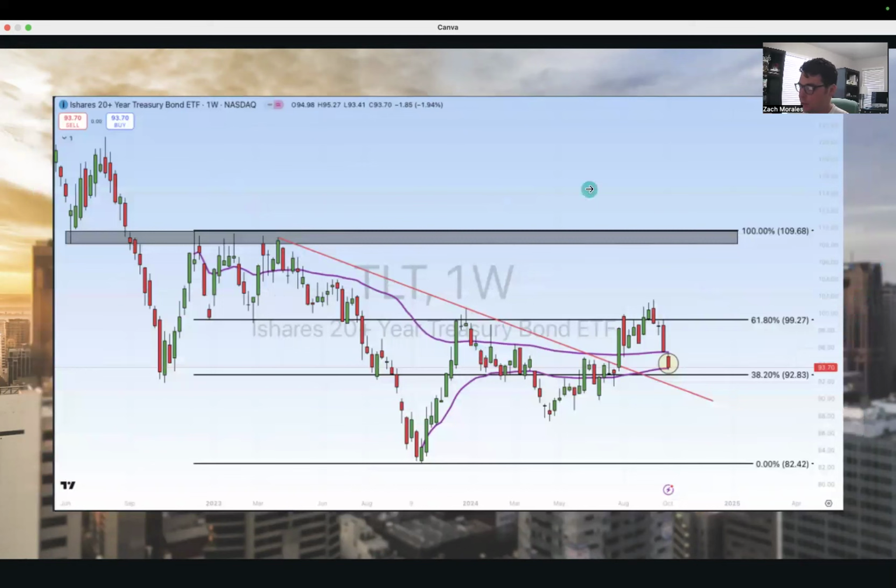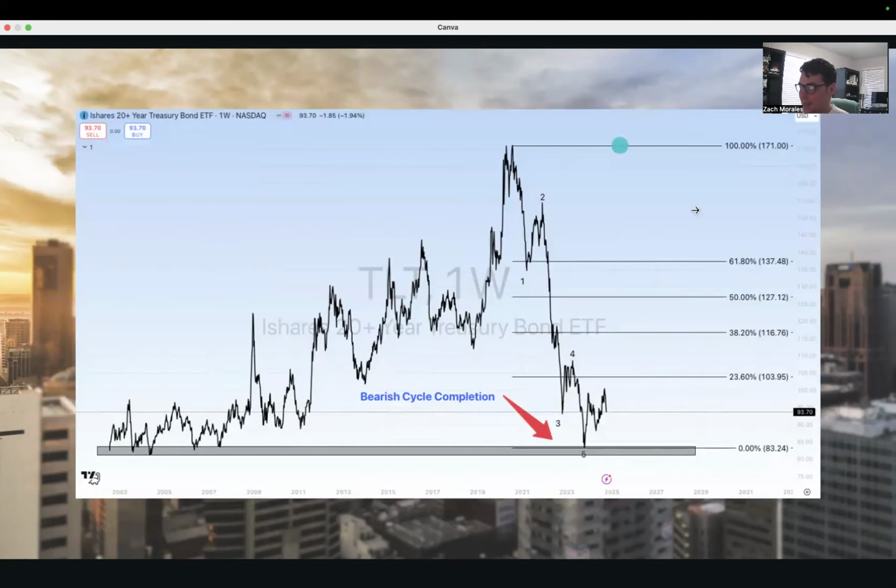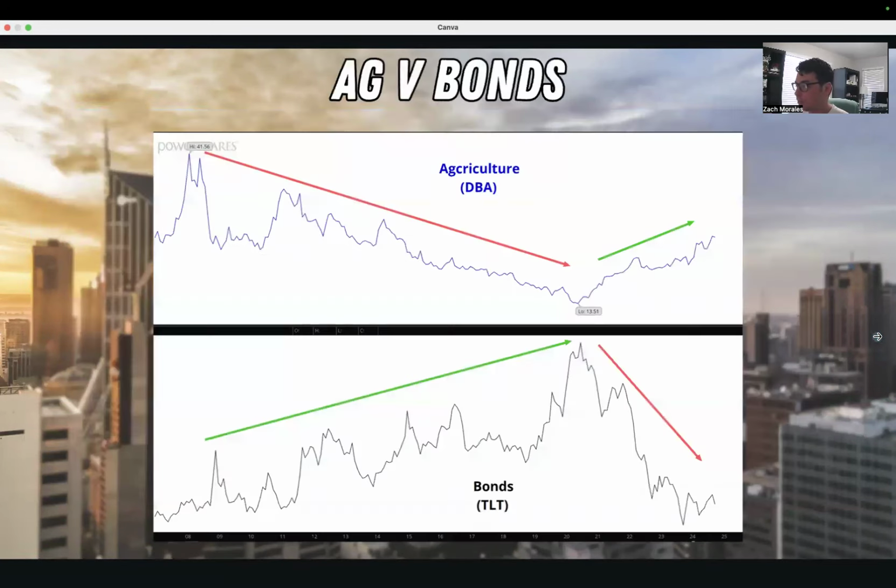Now, when you zoom out to the larger time frames, is it the end of the world for TLT right now? No, and we'll go over the key things that we need to watch and pay attention to. I still think that we have a bearish cycle completion in TLT. We'll break down this chart here as well, explain what I'm thinking there.